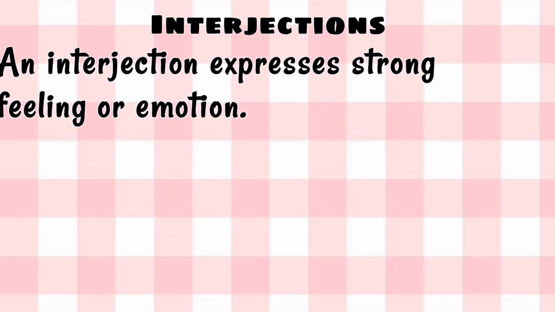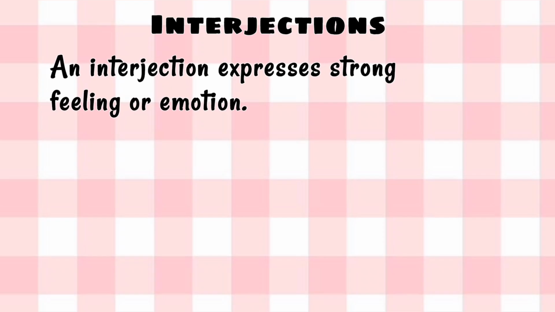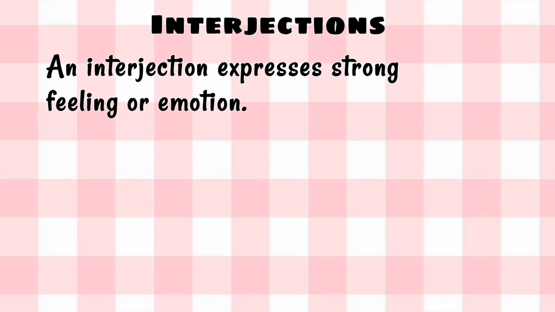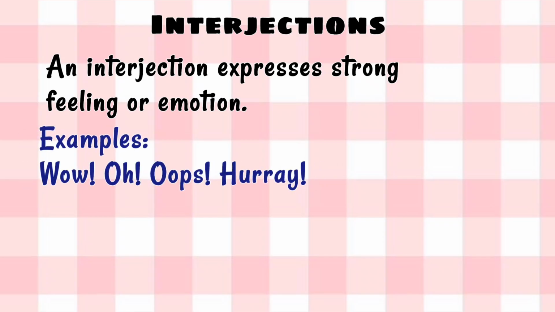Finally, we made it to interjections. They are also called exclamations. We use interjections to express strong feeling or emotion when speaking. Now, examples of interjections include words like wow, oh, oops, and hooray. And as you can note, we end them with the exclamation mark.